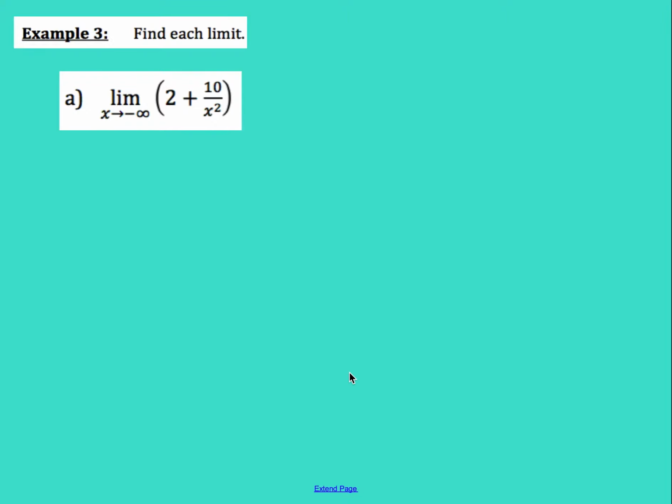All right, example 3, we're going to go ahead and find each limit. So these are limits going to infinity. For the first one, it's our limit as x approaches negative infinity of 2 plus 10 over x squared. So we are going to solve this problem using 2 different methods. Okay, if you recall your laws of limits, you can separate this.